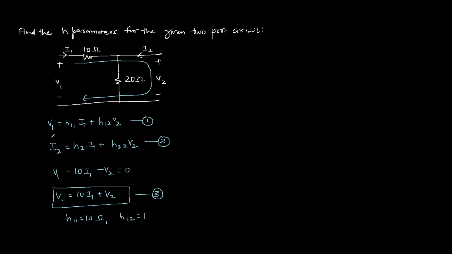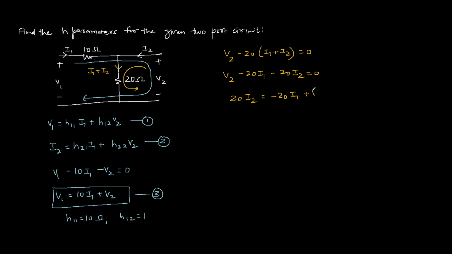Now we have to write an equation which includes I2, I1 and V2. For that purpose, apply KVL in this loop. Rise in voltage V2, and then see, current through 20 ohm resistance is I1 plus I2. So rise in voltage V2 and then drop across 20 ohm resistance, which is 20 into I1 plus I2, equal to 0. So V2 minus 20 I1 minus 20 I2 equal to 0, or 20 I2 is minus 20 I1 plus V2.